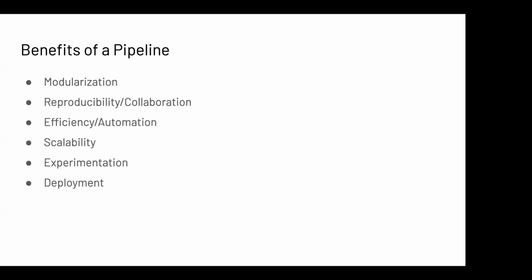Additionally, this allows for better reproducibility and collaboration with other people. You can work on one part of the pipeline while someone else works on the other, and you don't have to worry about them getting all messed up and convoluted. This also increases efficiency, especially if you're collaborating with people, and how quickly you're able to iterate and build new models. It also allows you to scale up a lot more easily because you can scale up specific parts of the pipeline and you don't have to worry about the other parts. And it allows for quick experimentation and then deployment at the end.